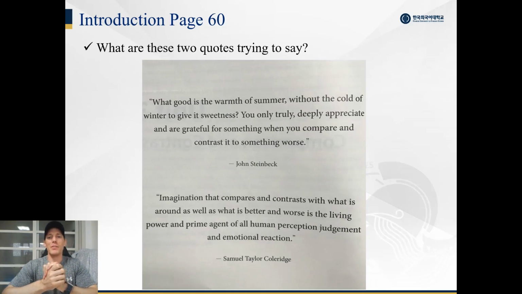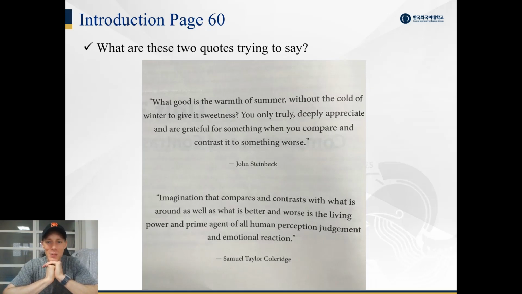What good is the warmth of summer without the cold of winter? So we have the good of it, the warmth of summer. We have the cold of winter to give it its sweetness. You can only truly, deeply appreciate and be grateful for something when you compare and contrast it to something worse. So they say the good points, the bad points, like this. So good and bad points, we have them both. So we can look at them, appreciate them, and decide, and look at other things to decide what is good, bad, better and worse.